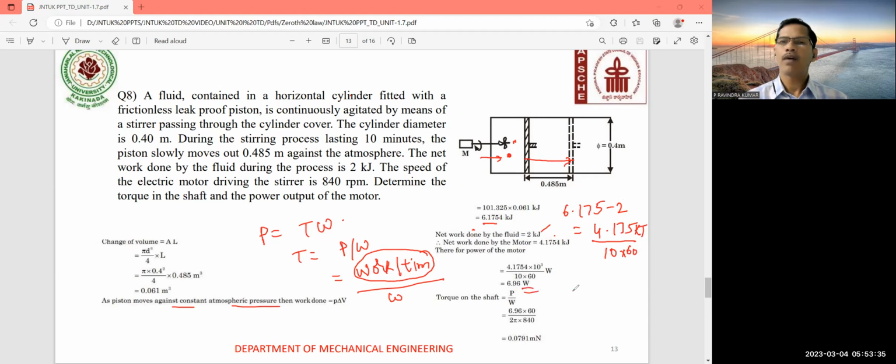So the torque on the shaft is equal to the power, 6.96, divided by omega. Omega is 2 pi N divided by 60. What about the number of revolutions of this shaft? It is 840, so 840 divided by 60, 2 pi N divided by 60. If you substitute this, you will get the torque as 0.0791. So this is how you have to make the calculations connected to heat and work transfer.